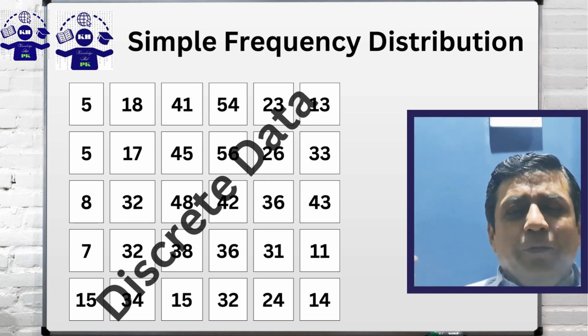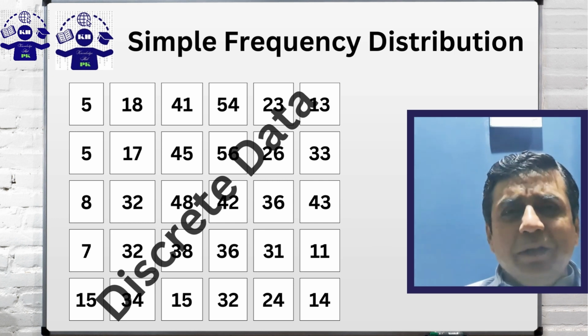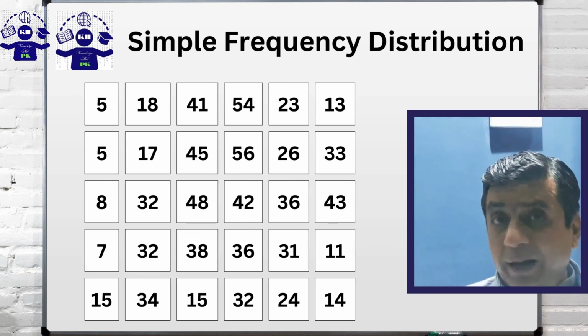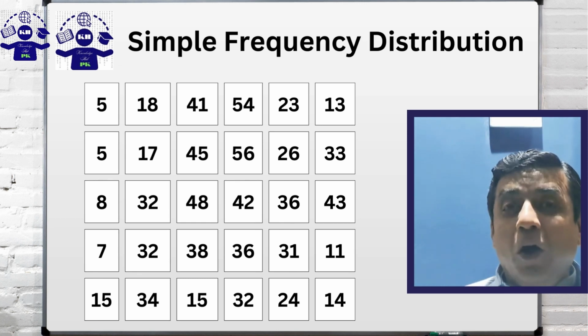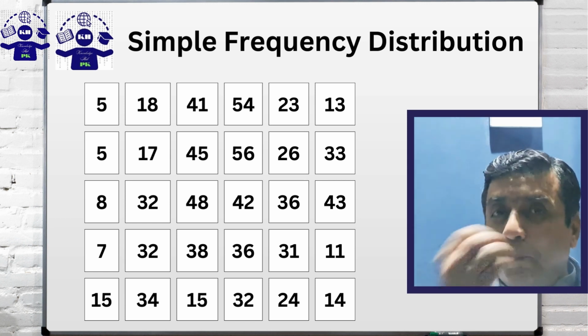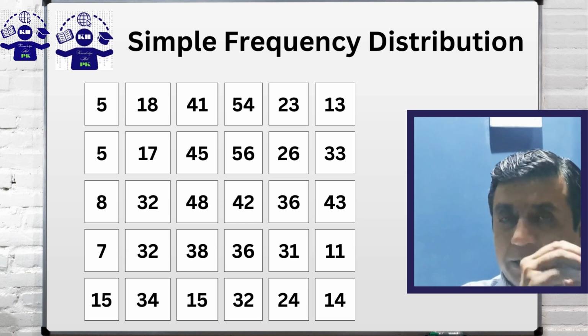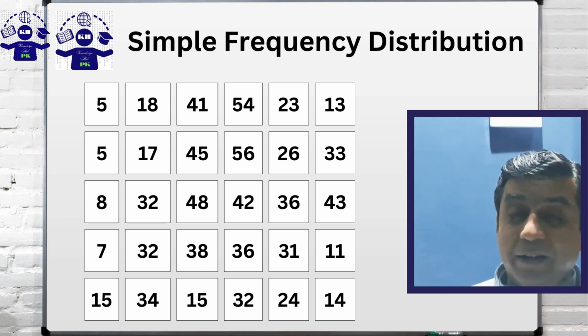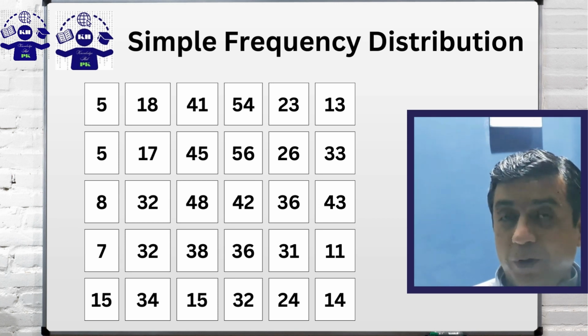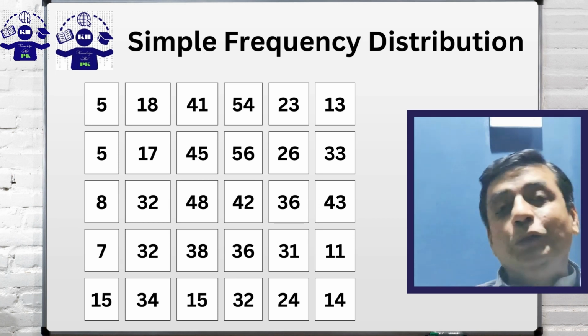I cannot infer anything from these numbers. Can you infer anything from these numbers? 100% you are not able to infer, or you are not able to summarize this data. We need to bring this data in some particular shape. To bring this data in a shape, we need to take support from the concept of frequency distribution.